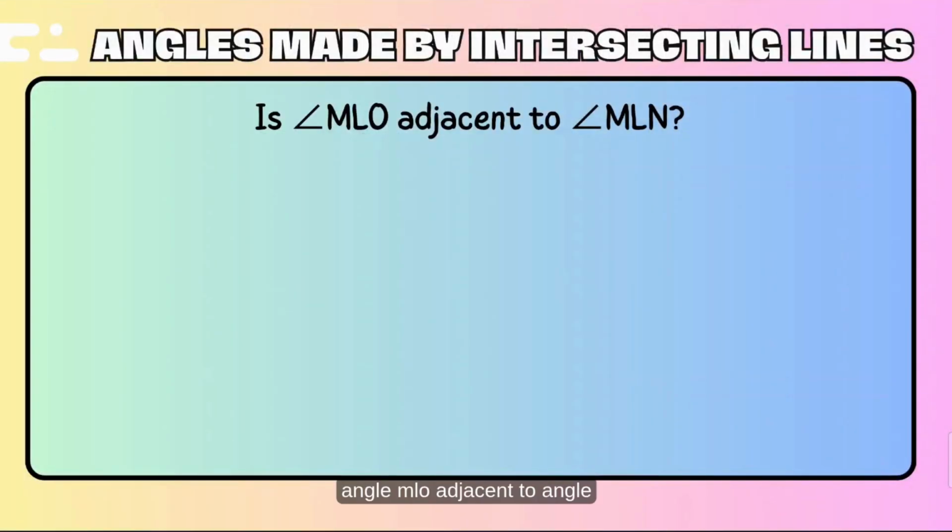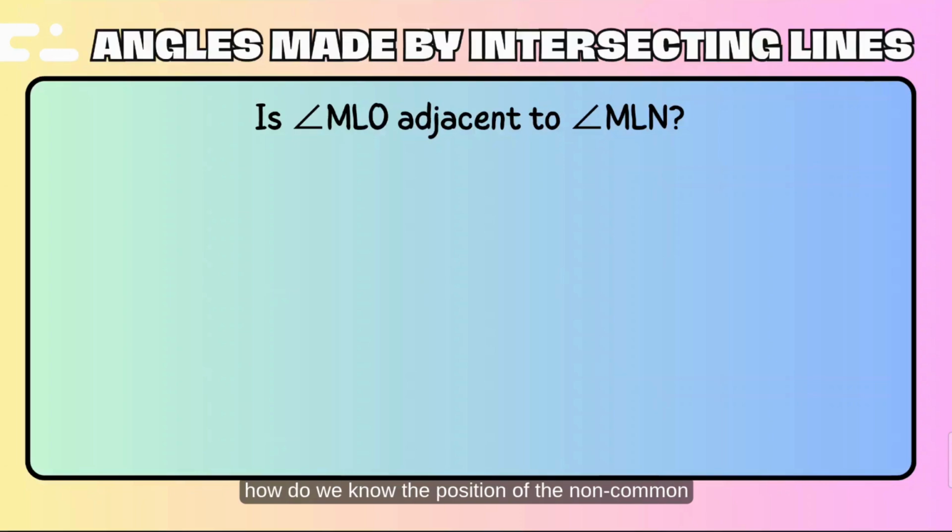So, is angle MLO adjacent to angle MLN? Now, we are not referring to any illustration, any image, just the name only. Let us see. Are they sharing the common vertex L? Yes. ML common to both? Yes. LO, LN are non-common arms? Yes. So, going by those features and characteristics, we can say that both the angles should be adjacent.